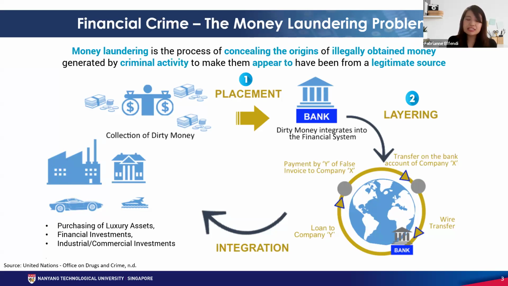One of the more common ways this is done is via a shell company network, where money will go through multiple shell companies, which are companies that have no active business operations, to hide their origin. And finally, the integration phase is where the now laundered money, or clean money, re-enters the financial system, appearing as normal funds from a legitimate origin. This can be in the form of purchasing of luxury assets, financial investments, or industry commercial investments, just to name a few.